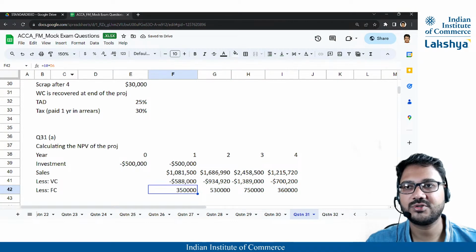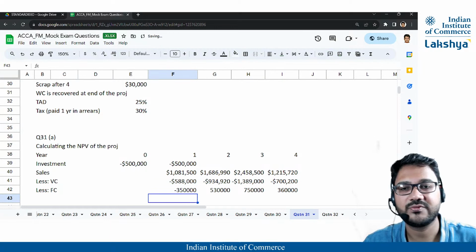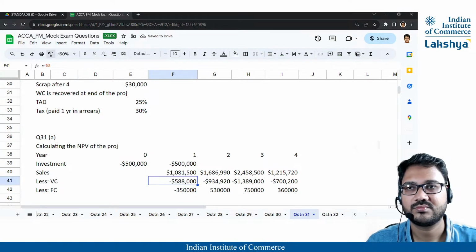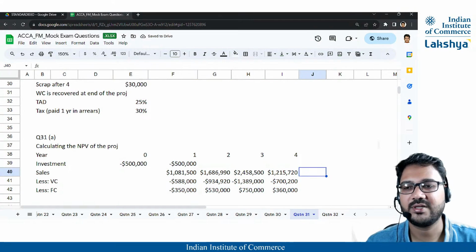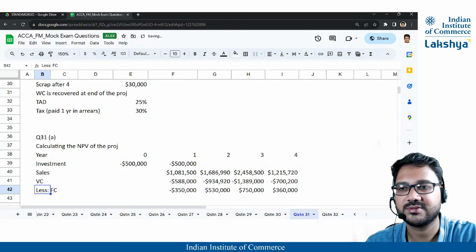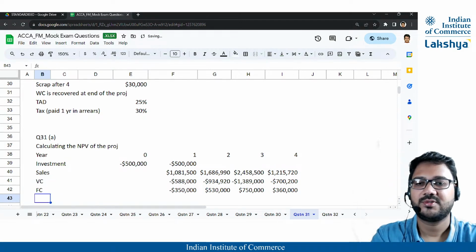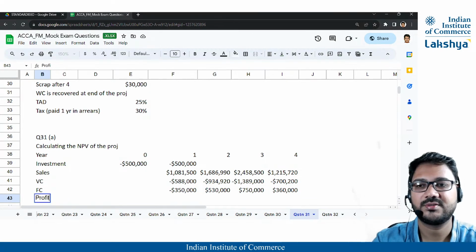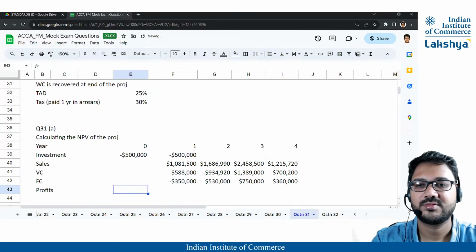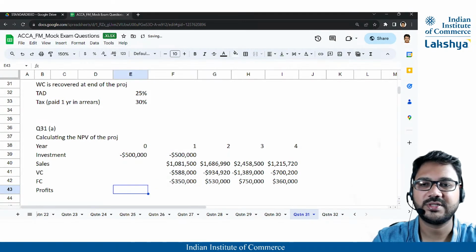Now again, fixed costs will be negative, as in it's an outflow. Since we have already written less, no need, but still just presenting it in this way. Or no need to write less. Just do it, otherwise someone will do minus minus. Okay. So these are our cash flows. So our profits will be, now, how do I say it?